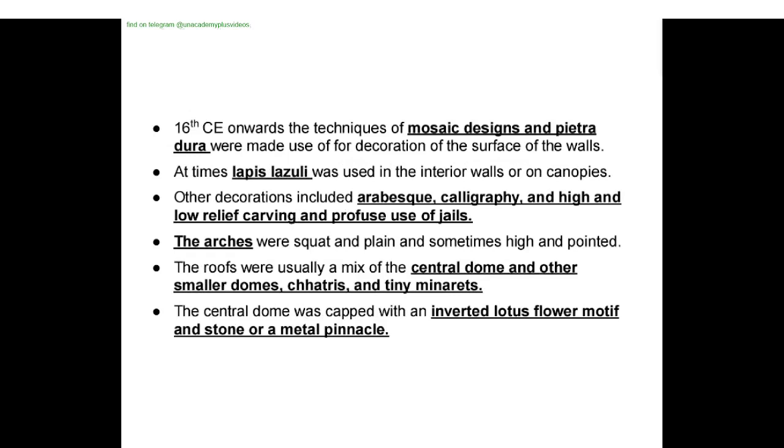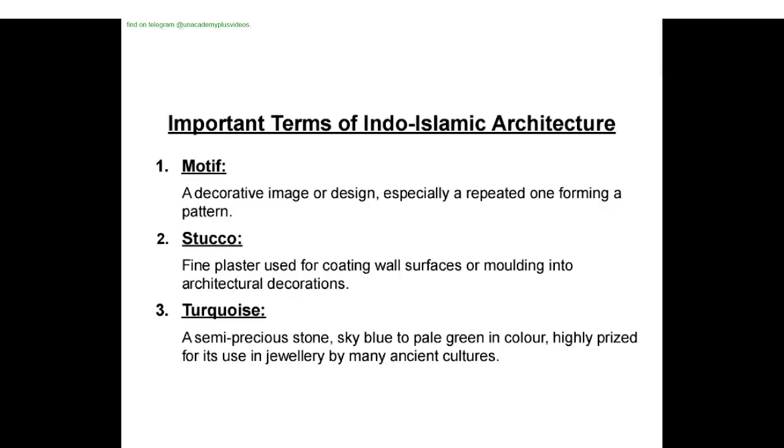From the 16th century onward, the techniques of mosaic designs and pietra dura were made use of for decoration of the surface of the walls. At times, lapis lazuli was used in the interior walls or on canopies. Other decorations included arabesque, calligraphy in high and low relief carving, and profuse use of jalis. The arches were squat and plain and sometimes high and pointed. The roofs were usually a mix of the central dome and other smaller domes, chhatris, and tiny minarets. The central dome was capped with an inverted lotus flower motif and a stone or metal pinnacle.